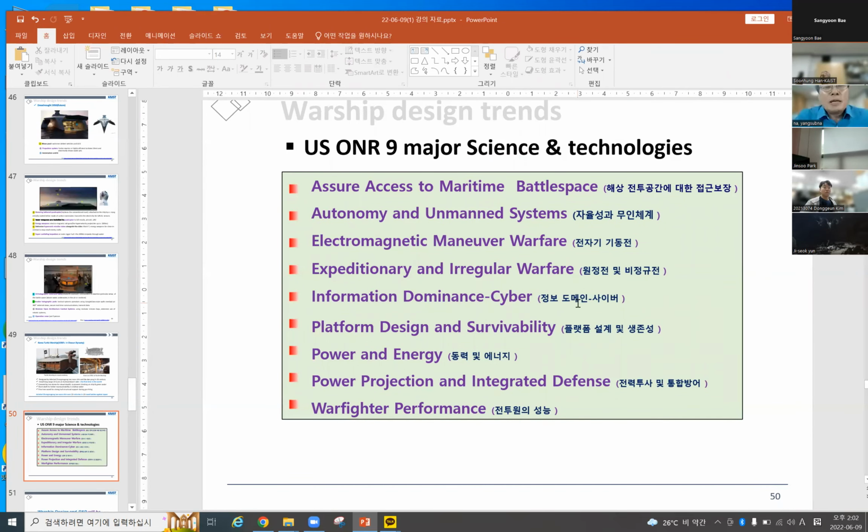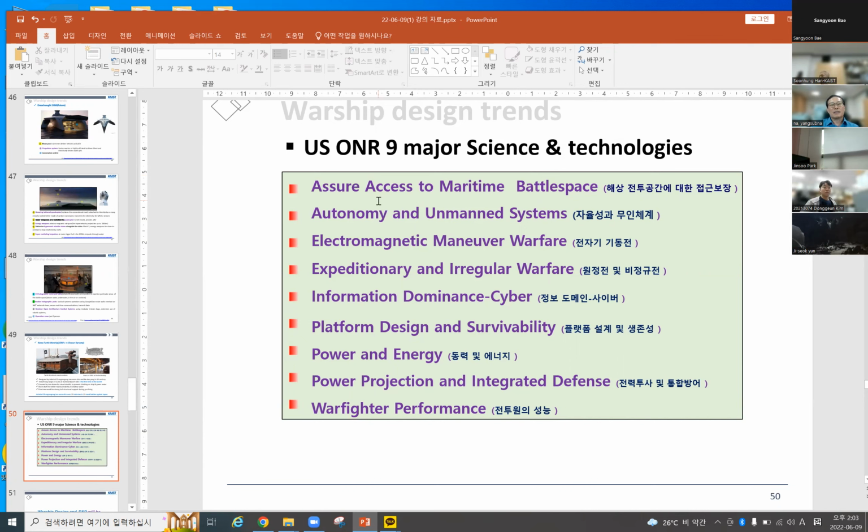Okay, last thing is the United States ONR, Office of Naval Research. They suggest 9 major science and technology areas for future naval warfare. The United States wants to develop the new technology.